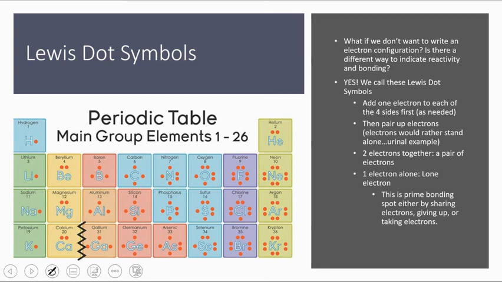Now, Lewis dot symbols. This is the very last thing that we're going to talk about. Lewis dot symbols. What if you don't want to write a whole configuration? What if you really only want to look at how many electrons there are available for bonding? Is there something we can do? And the answer is yes. There's always something you can do.